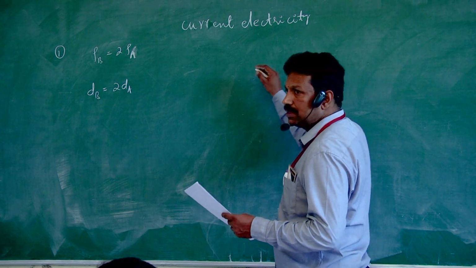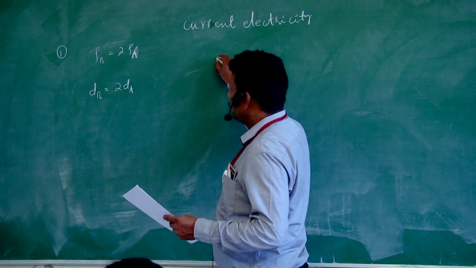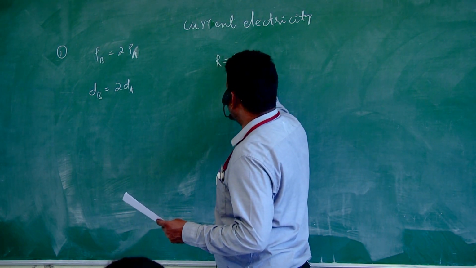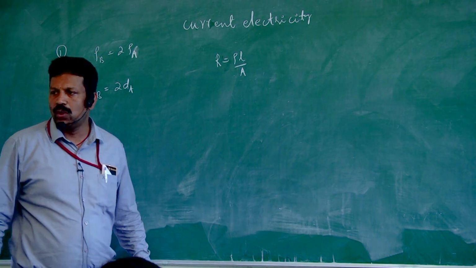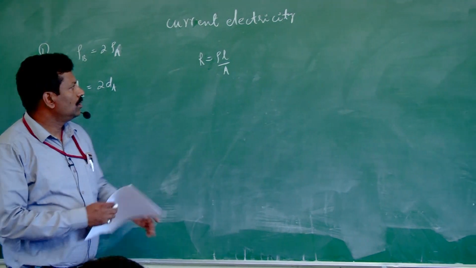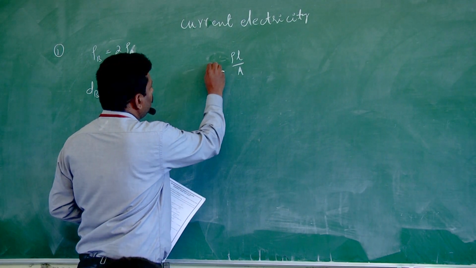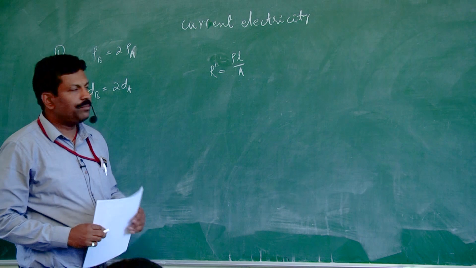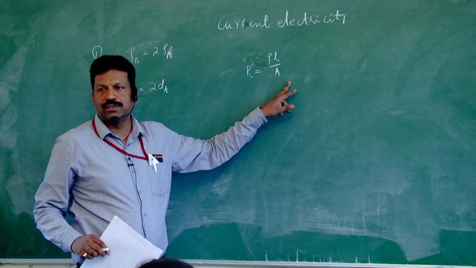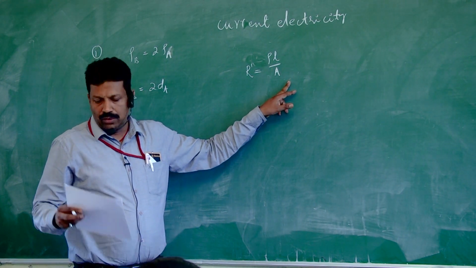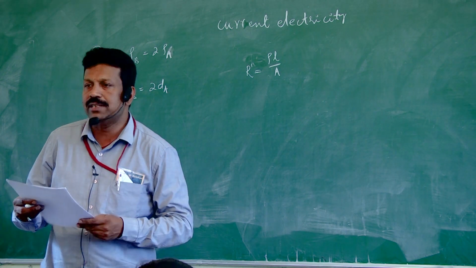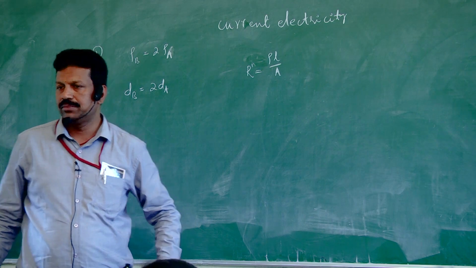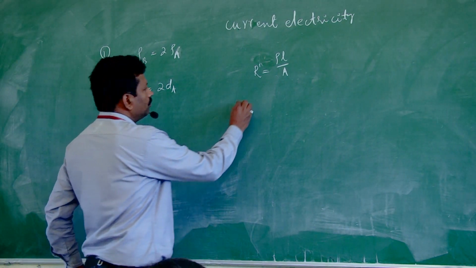So we know resistance is given by rho L by A. Correct? Here rho stands for resistivity, L stands for length, and A stands for area of cross section. So now the question here is, the two wires have the same resistance.